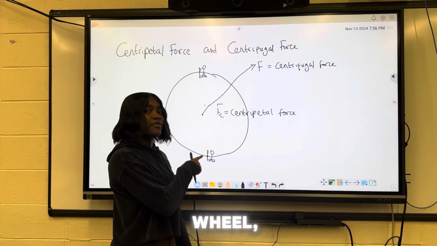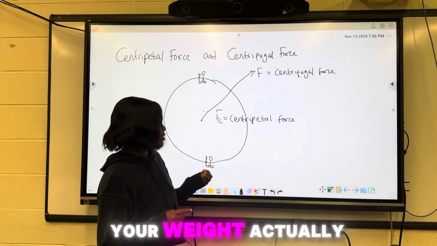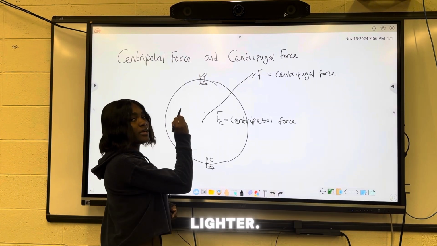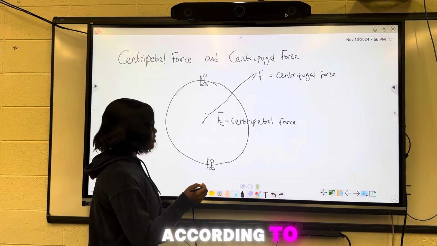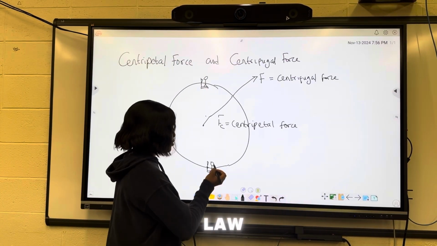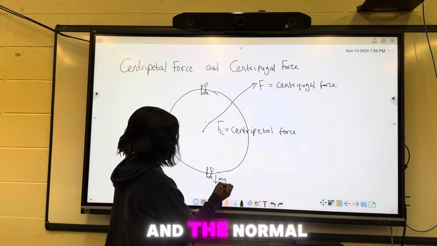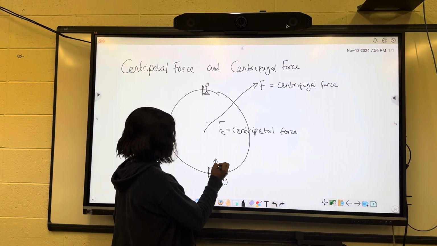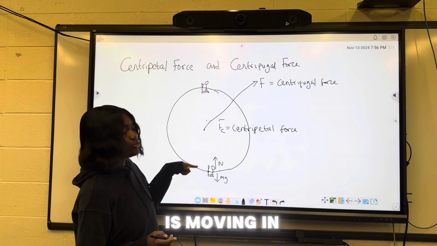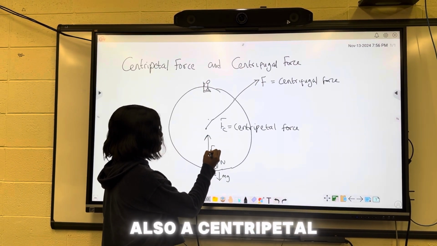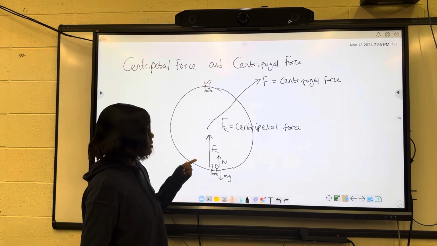At the bottom of the Ferris wheel, you'll notice that your weight actually feels a lot heavier than it is, while at the top, the weight usually feels lighter. This is because, according to Newton's second law, the forces acting on the object are the weight and the normal force, right? But then we know that the person is moving in uniform circular motion, which means there's also a centripetal force acting on the object.